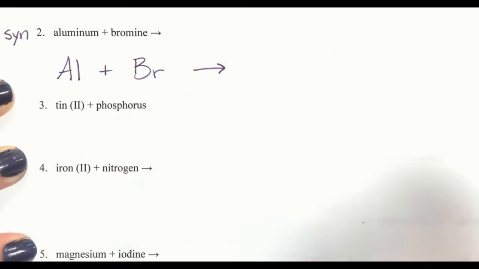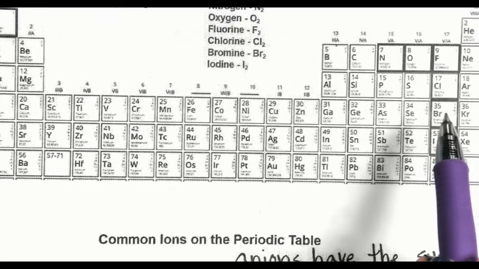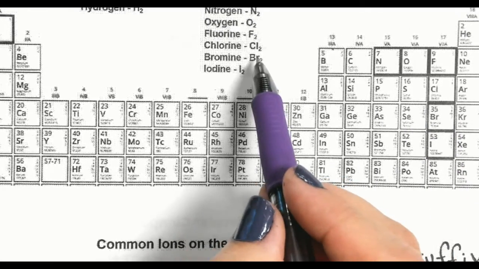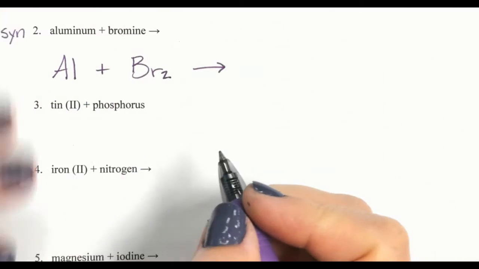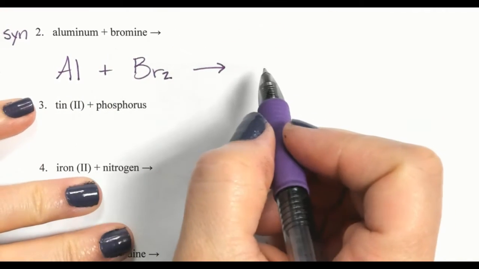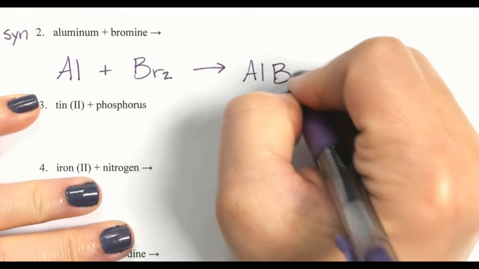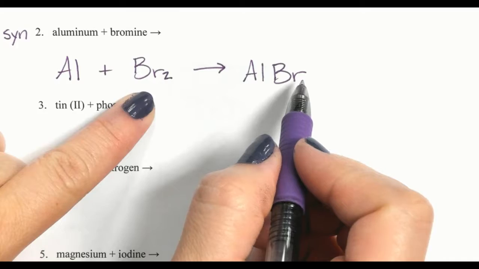Individual elements, you have to check to see if it's a diatomic. So here is aluminum, not a diatomic. Here is bromine, one of the 7. It is a diatomic, so it should be Br subscript of 2. So we're going to put a little 2 here. And now the product, you're going to take one of each of these and put them together. AlBr. Now, do not carry that 2 over to the right side.